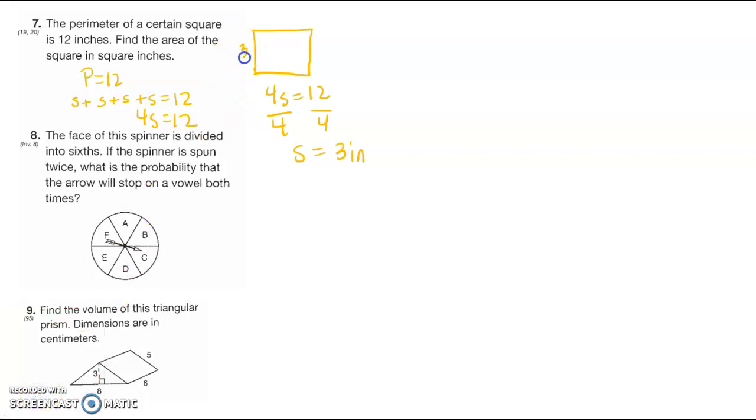All right, so I find that the side is 3. It's asking for the area. Always good to answer the actual question that the problem is asking. So if each side is 3, then the area is 9 inches squared. This is kind of a two-step problem in that it gives you the perimeter, you find the side, and then you find the area. So let me change colors here.